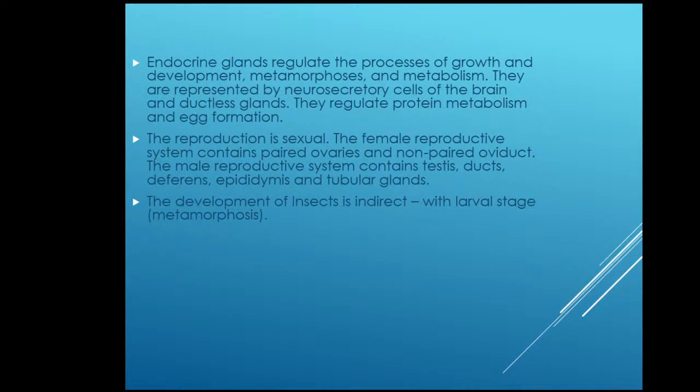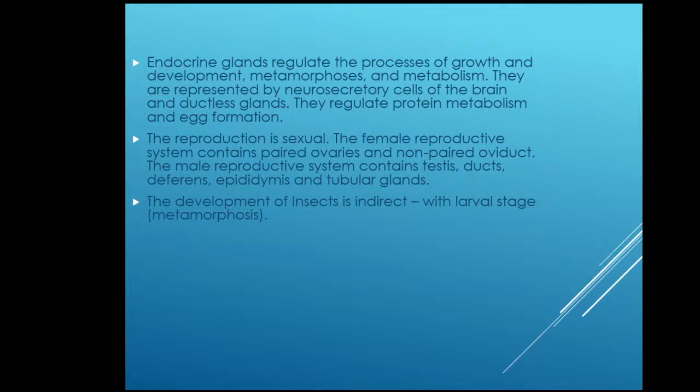Endocrine glands of insecta regulate the processes of growth and development, metamorphosis and metabolism. They are represented by neurosecretory cells of the brain and ductless glands. They regulate protein metabolism and egg formation. The reproduction of most insecta is sexual.